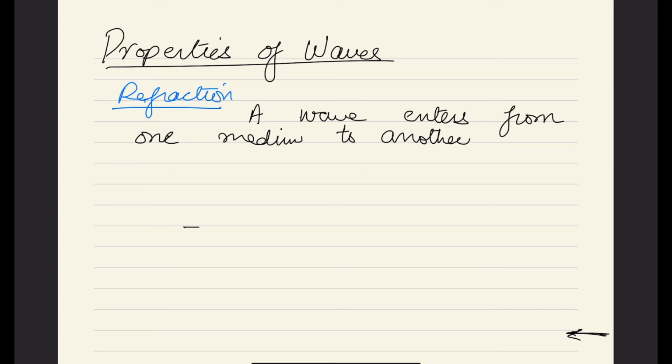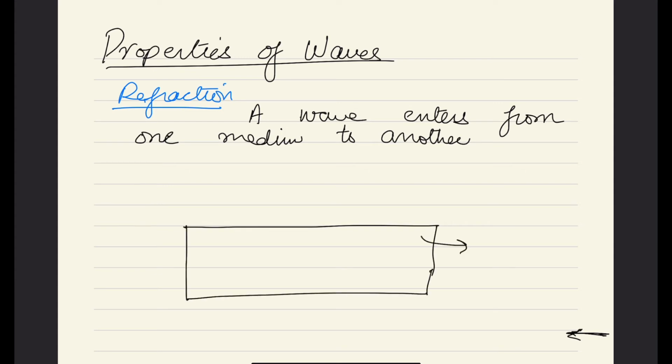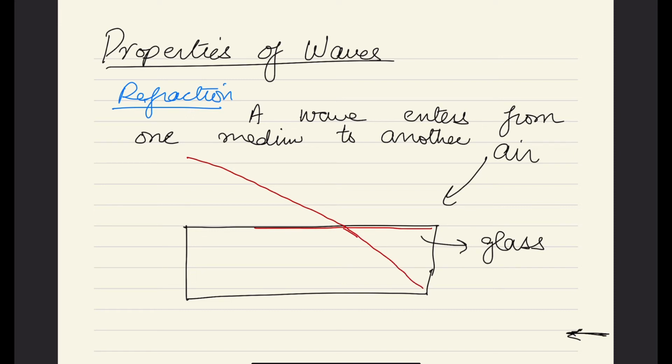So we have a medium over here. Let's suppose this is a glass block, and over here we have air. A light ray enters from air into the glass. So this is the surface, this is the boundary of the glass. Now instead of moving straight, it will bend a little bit, like that. So it was supposed to move straight, but it has shown some bend. So this is basically refraction.